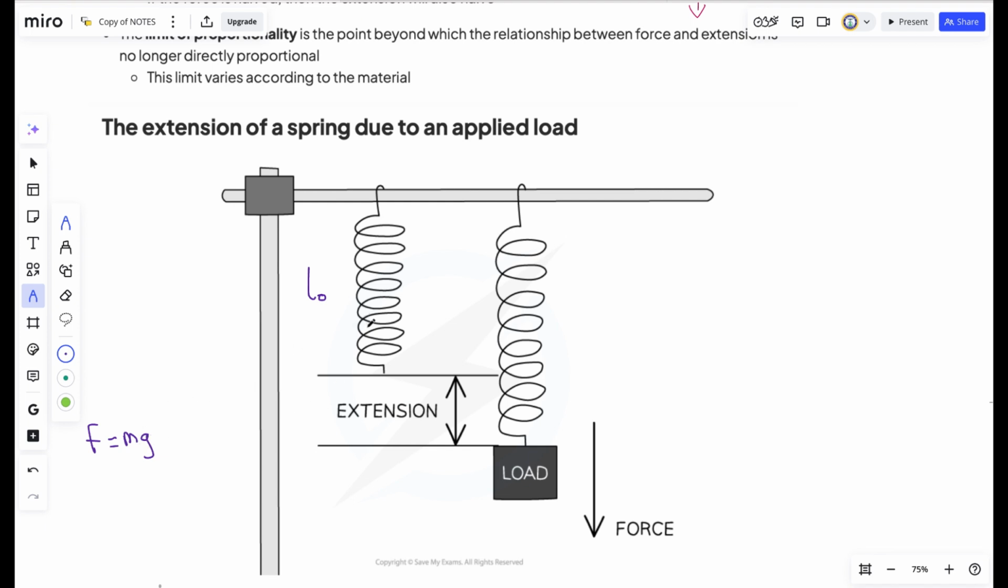Now, if you add mass, gravity is a fixed value. For IGCSE, we take a value of approximately 10. We say g equals 10 Newton per kilogram, as an approximation for our IGCSE concept. Every mass you add, let's say 1 kilogram, you multiply by 10, so that will be 10 Newton. You get the force, or the weight, as the case may be.